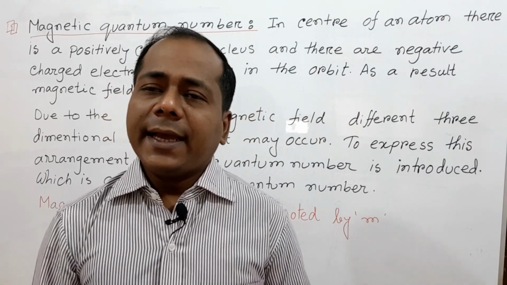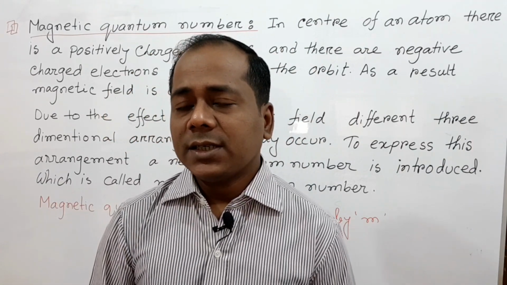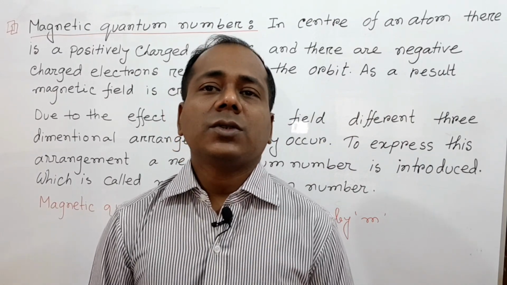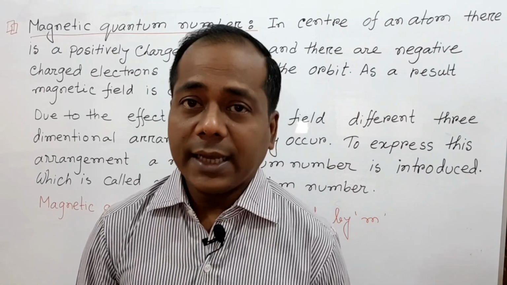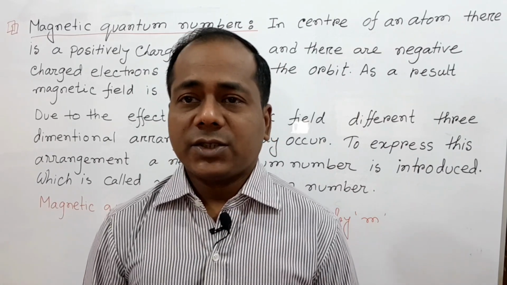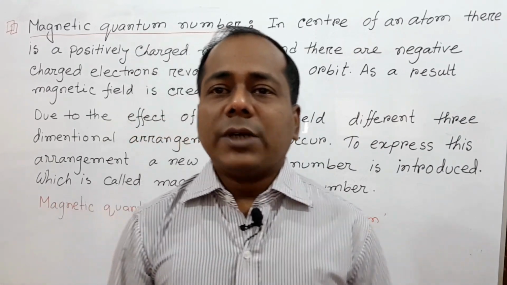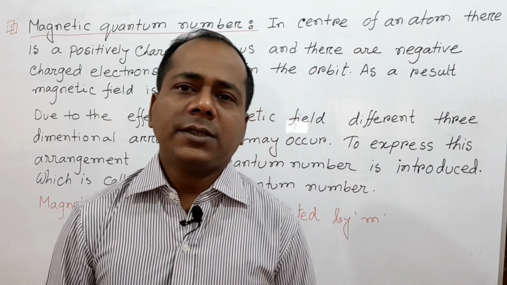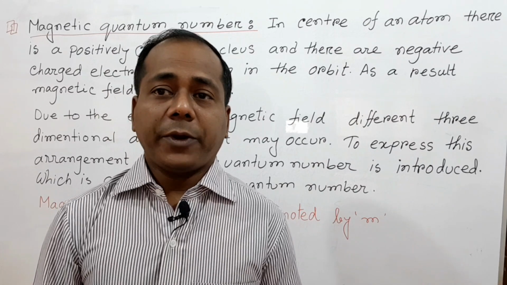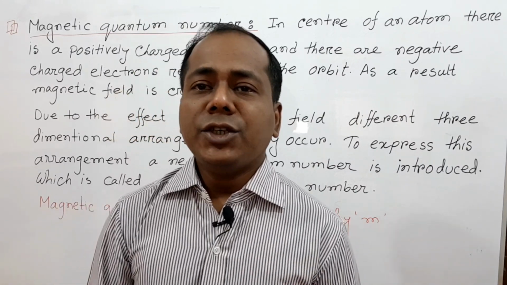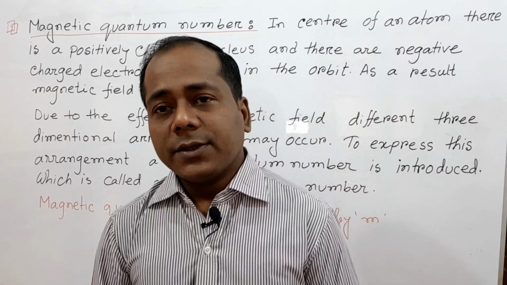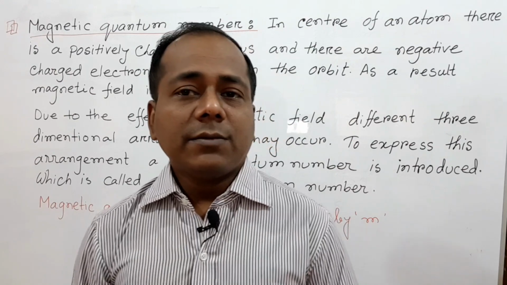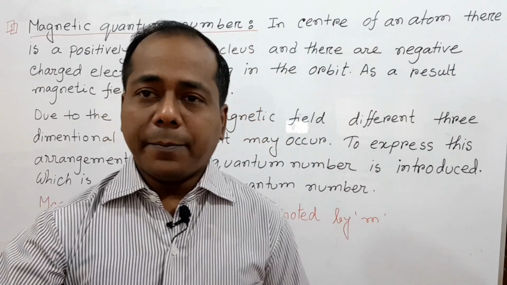Magnetic quantum number. In the center of an atom there is a positively charged nucleus and there are negatively charged electrons revolving around the orbit. As a result, a magnetic field is created. Due to the effect of the magnetic field, different three-dimensional arrangements may occur. To express this arrangement, a new quantum number is introduced, which is called magnetic quantum number. Magnetic quantum number is denoted by M.